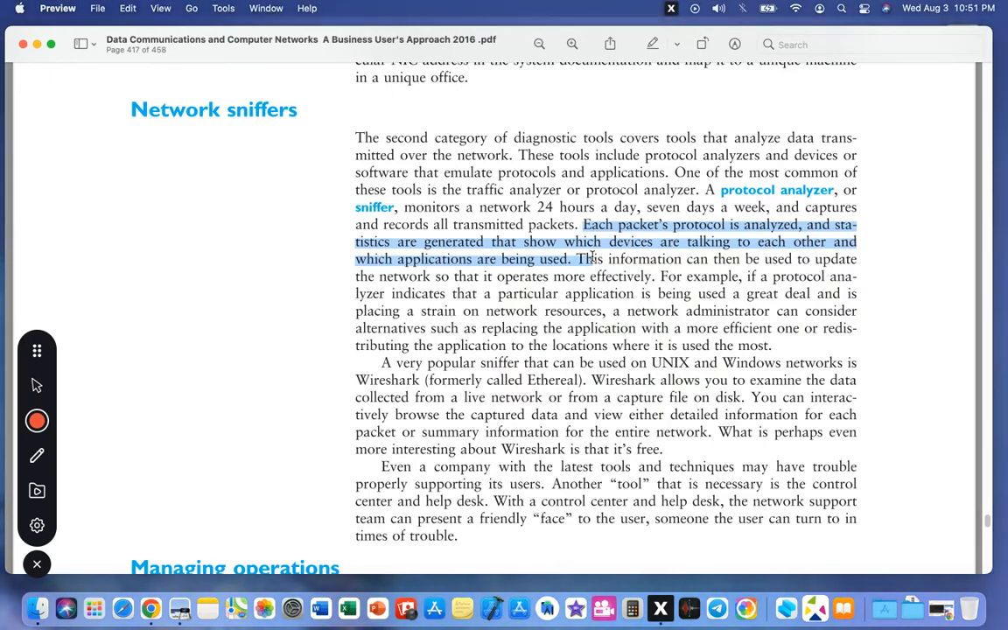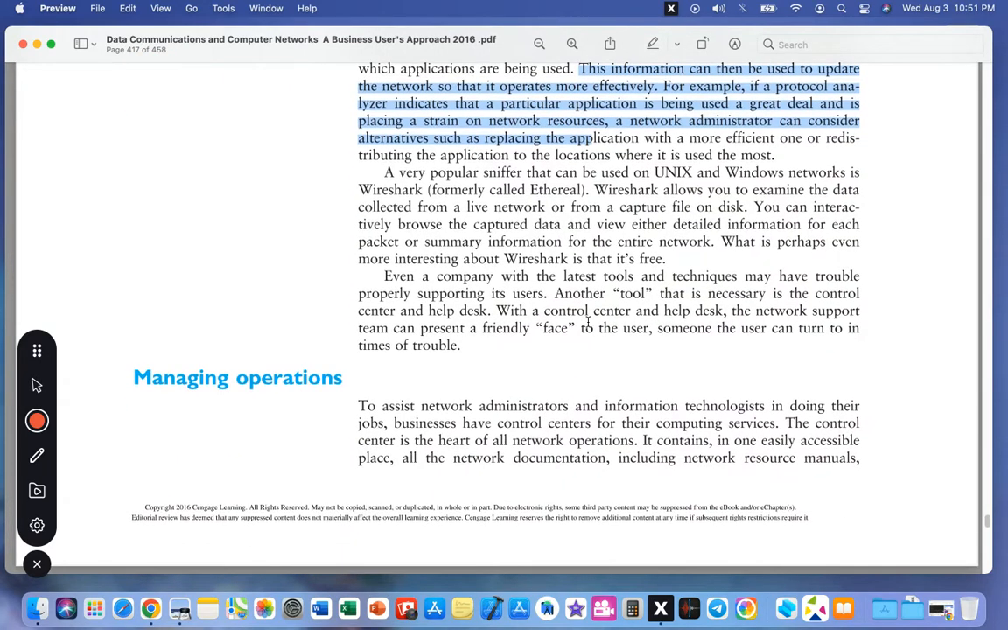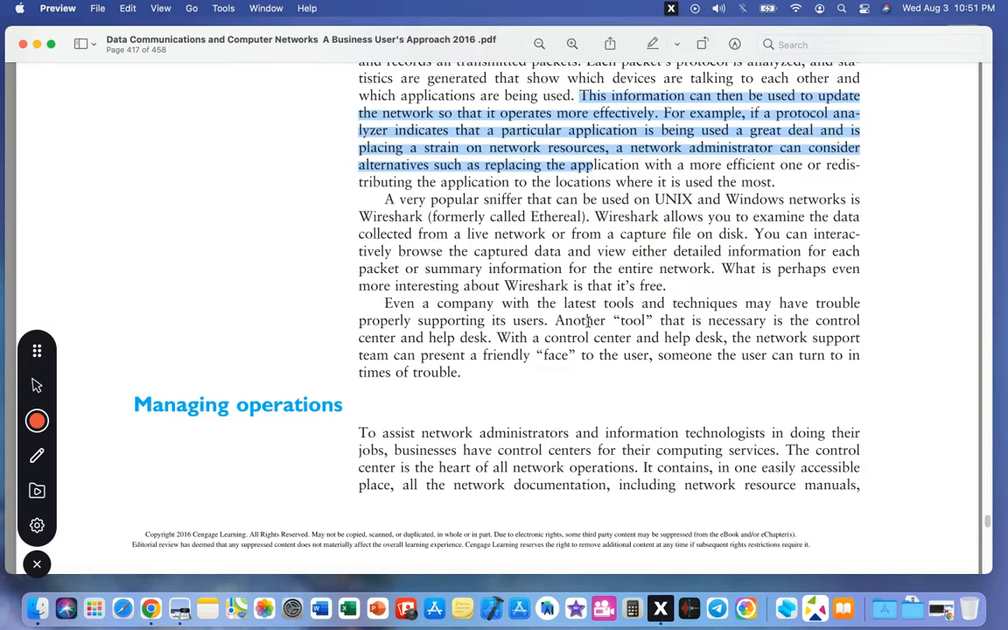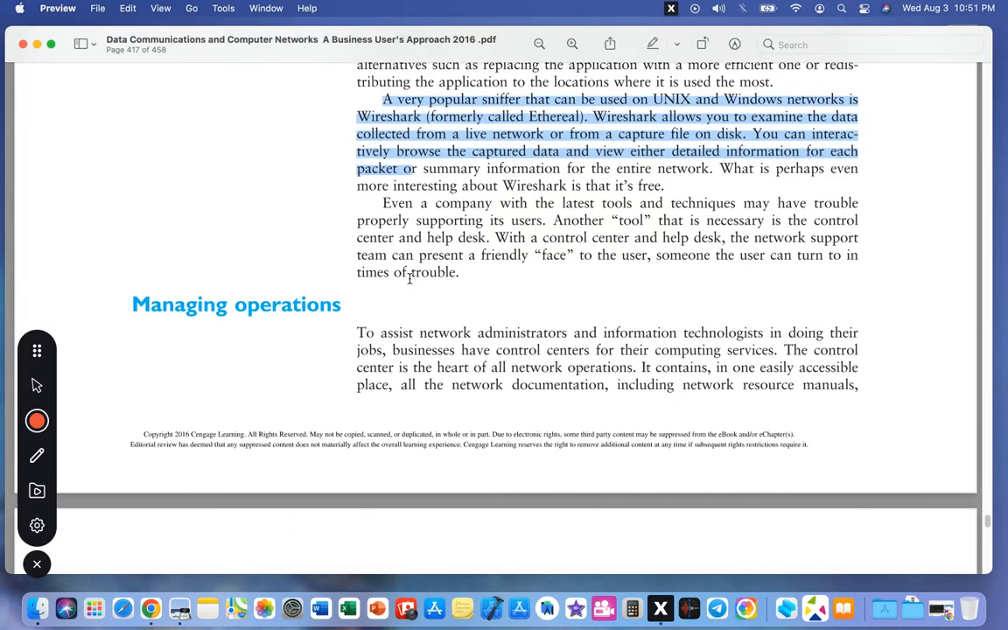talking to each other, and which applications are being used. This information can then be used to update the network so that it operates more effectively. For example, a very popular sniffer that can be used on Unix and Windows networks is Wireshark, formerly called Ethereal. Wireshark allows you to examine the data collected from a live network or from a capture file on disk.